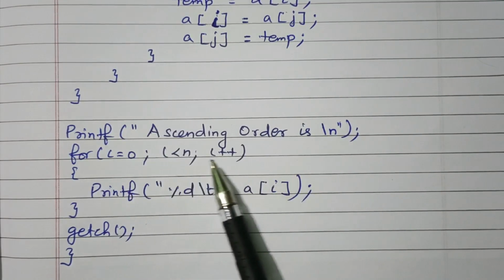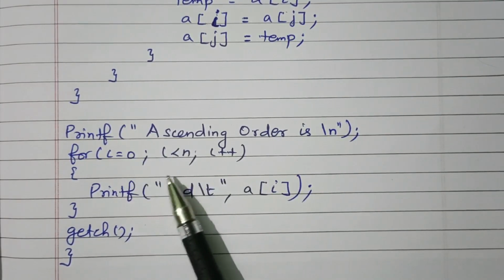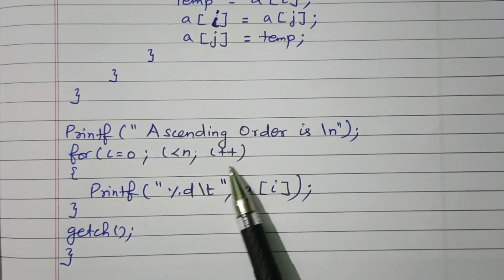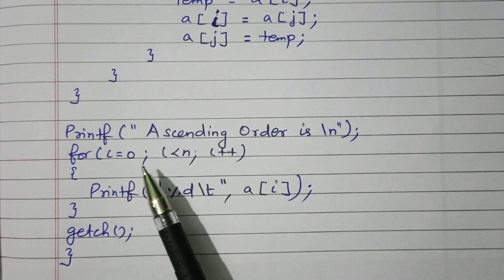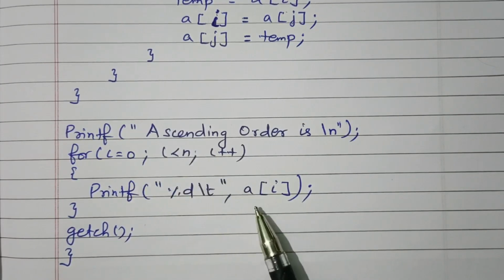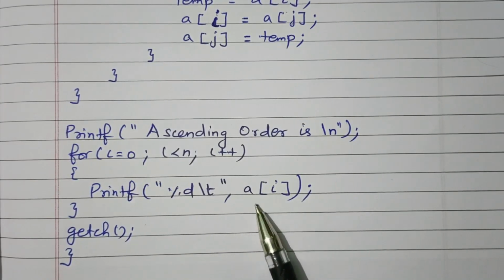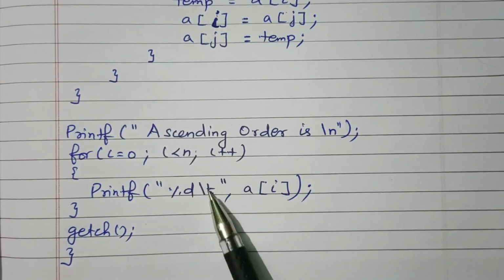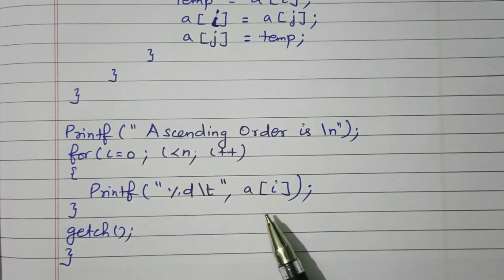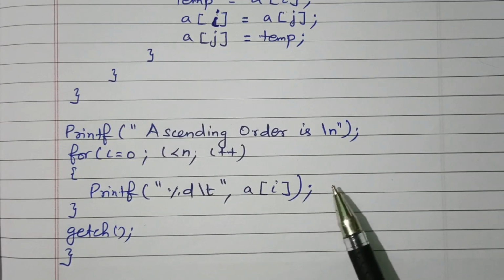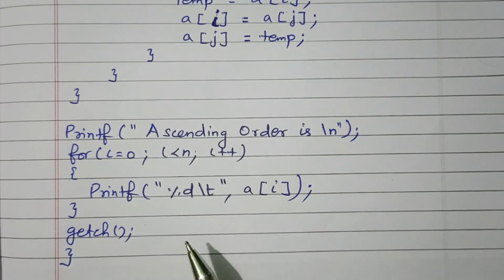So for printing also we need to open a for loop. for i equal to 0, i less than n, i plus plus. i is 0, the n is 5, so it will execute 5 times: 0, 1, 2, 3, 4. So it will print the numbers. \t means a tab space will be provided. In between two numbers, a tab space will be given. So it will print a of 0 and then a tab, a of 1 and a tab, a of 2, 3, 4. a of 4 is the last number, and it will print with the tab.